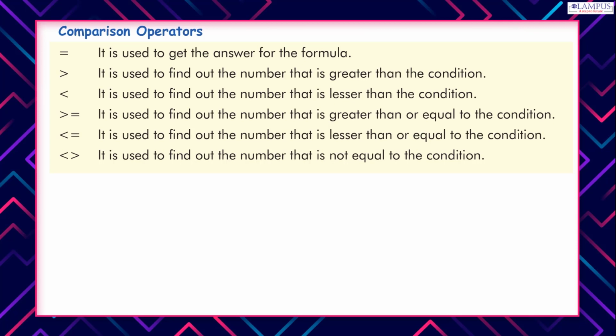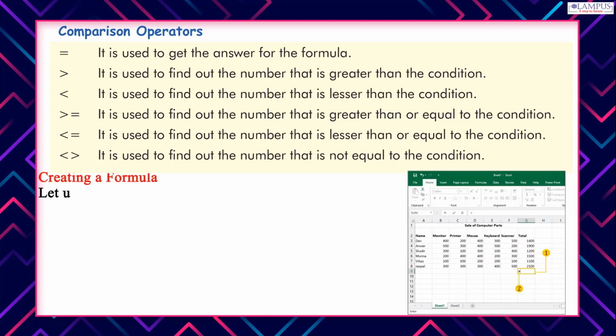Comparison operators. Equal is used to get the answer for the formula. Greater than is used to find out the number that is greater than the condition. Less than is used to find out the number that is lesser than the condition. Greater than or equal to is used to find out the number that is greater than or equal to the condition. Less than or equal to is used to find out the number that is lesser than or equal to the condition. Less than greater than is used to find out the number that is not equal to the condition.